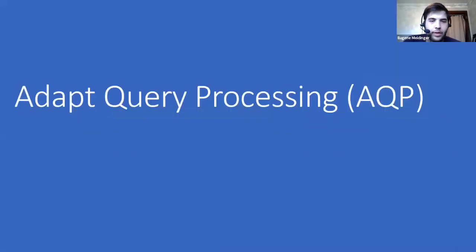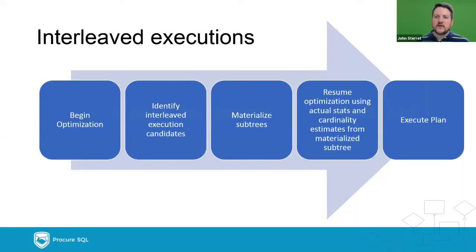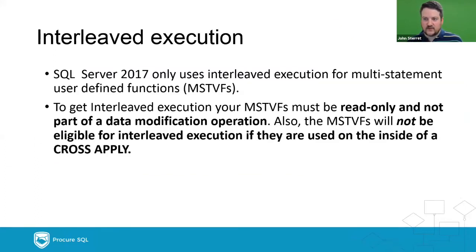All right, very cool. All right, so going to adaptive or AQP. So this is all stuff that came in 2017. So we're going to go over interleaved execution. And similar to what we saw with variable, we're going to see a similar pattern here where we can interleave through the execution, pause, get better cardinality, and then re-execute. And so with 2017, this happens with what's known as multi-statement table value function. So we'll go over exactly how that works. And this is just a slide telling you that 2017 is just for multi-statement table functions. And it's not going to work for every single one of them. There's a couple of limitations here.